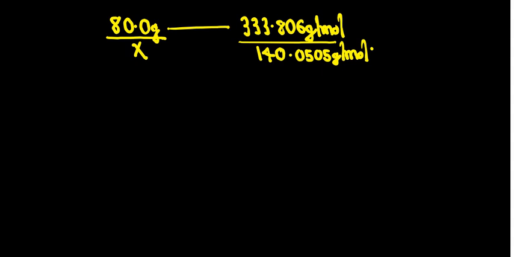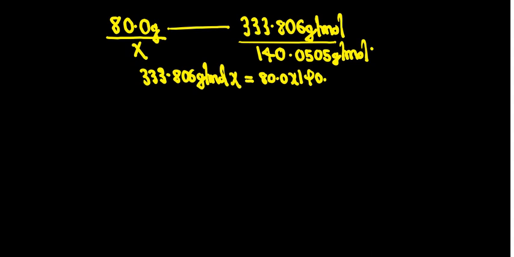So let us cross multiply there. You're going to have the 333.806 grams per mole, of course, with the x there, and then that is 80.0 times 140.0505. And when you divide throughout, you discover your value of x, or the actual mass. Let me even indicate here that we're finding the actual mass.